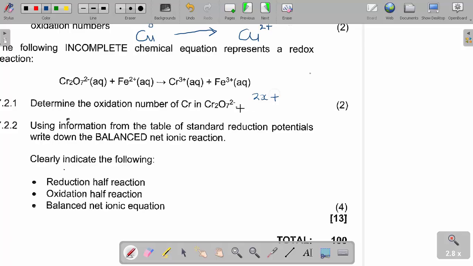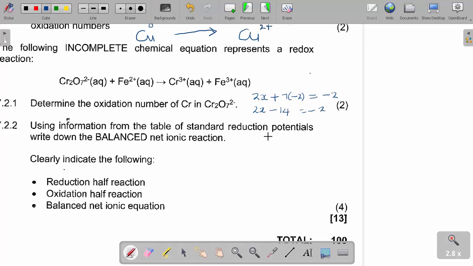And then plus. Now oxygen has got 2 minus, but there's a 7 here. So plus 2 plus 7, multiplied by -2, because oxygen's got -2, then must be equated to the overall charge, which is -2 here. So what is 7 times -2? I get -14, -14 equals -2.